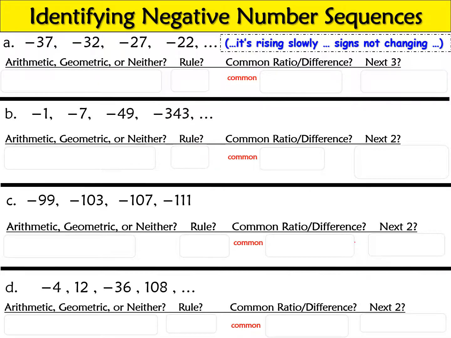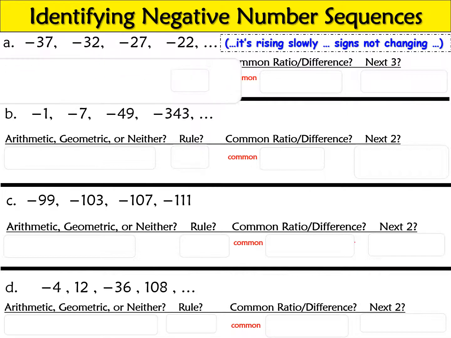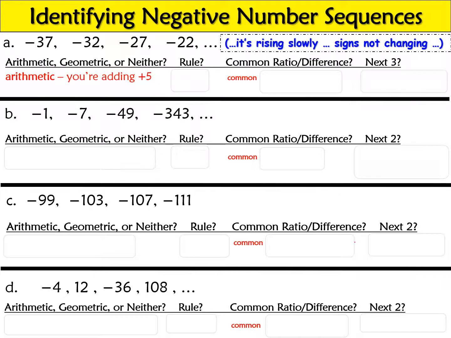So what we are noticing is that it's going up by 5 each time. So this sequence is arithmetic because we're adding 5 each time. So what does that mean we're doing to that last number in the sequence that we're going to call n? It means we're adding 5. So the rule that we're using here is n plus 5.